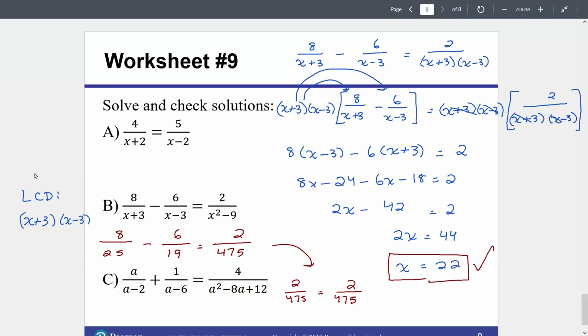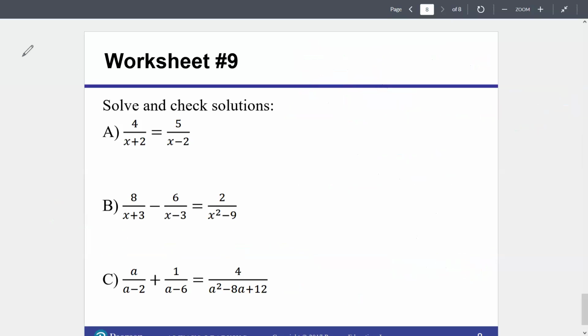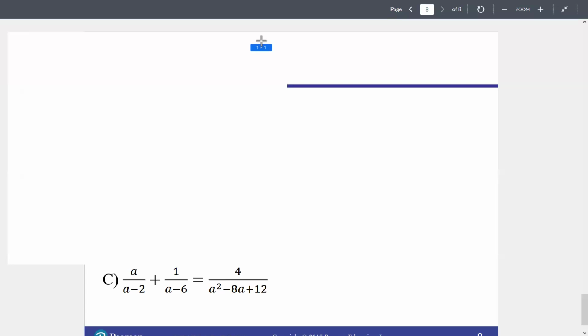Okay, and then our very last one, let's make ourselves a lot of extra room for this one because it's going to take quite a bit more space. So I'm going to get rid of all of this right here, all of this right here.